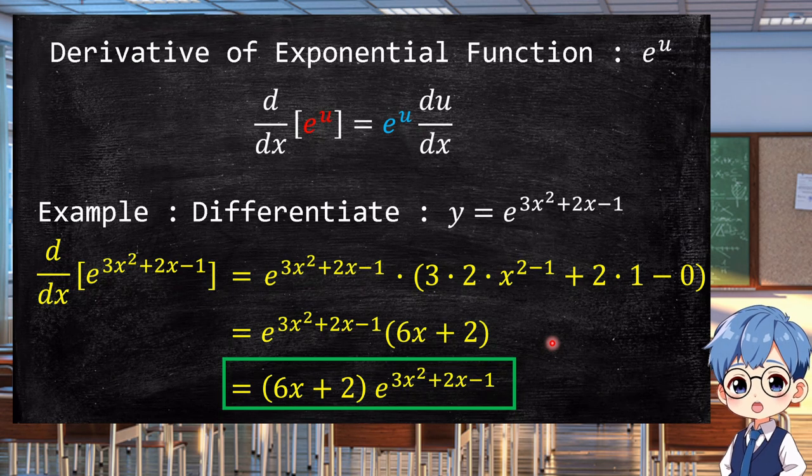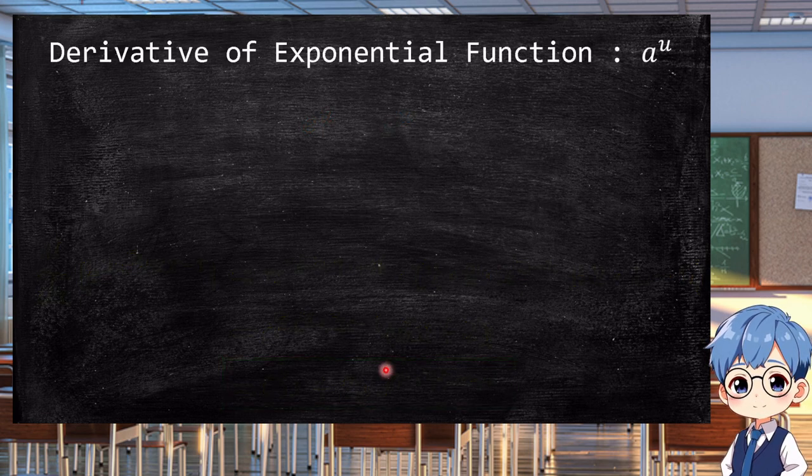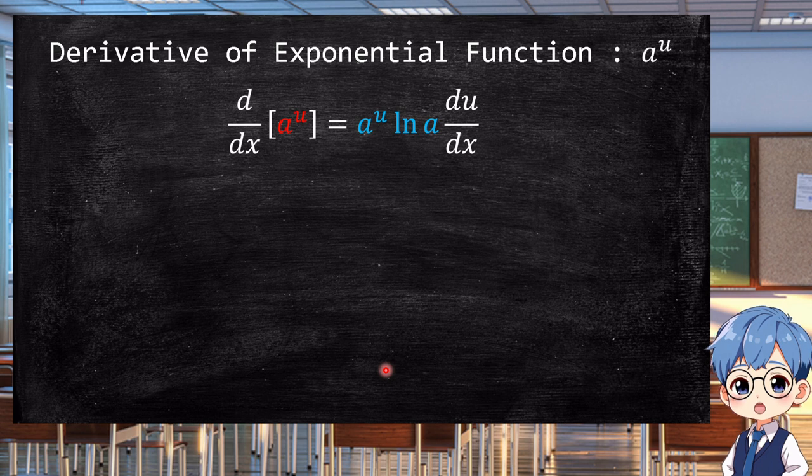Now, what if we're working with a different base like 2 or 10, not e? The rule becomes slightly different. So we have now the formula for the derivative of the exponential function a to the power of u, where a can be any constant. It's almost similar to e to the power of u. So we write a to the power of u, but there is already here the natural log of the base a, times, of course, the derivative of u with respect to x.